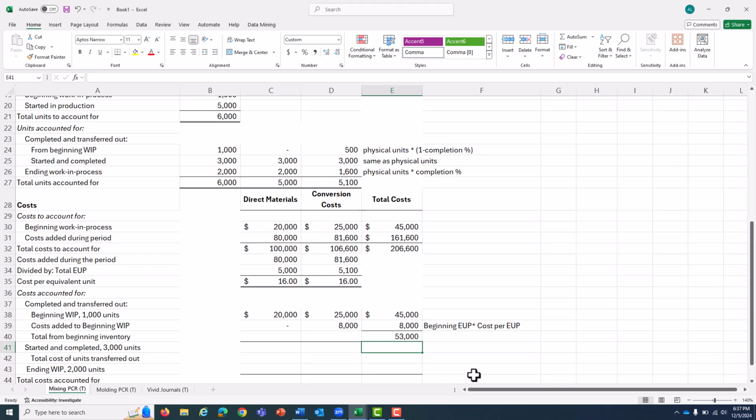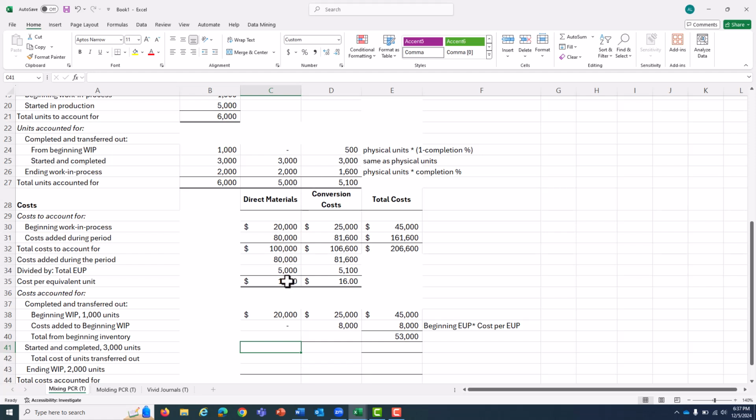And because we are a FIFO company, that $53,000 should get transferred first. What about the units that we started and completed during the period? Well, that was, as we determined up here, 3,000 units. And the equivalent unit of production is the same because if we started and completed them, it has to have all of the costs put in.